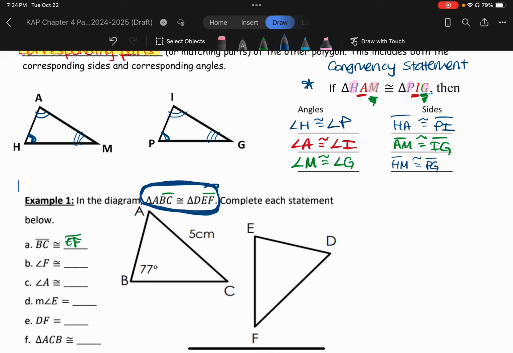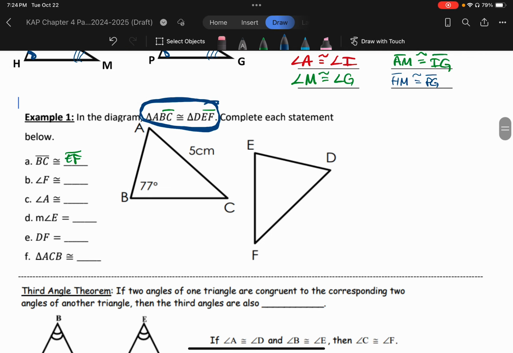Again, I think we understand the idea here. I'm not going to sit here and color code and highlight every single thing. F is the last angle in the second triangle, so it corresponds to C. So F is congruent to C. A is the first letter. It's congruent and corresponding to angle D.